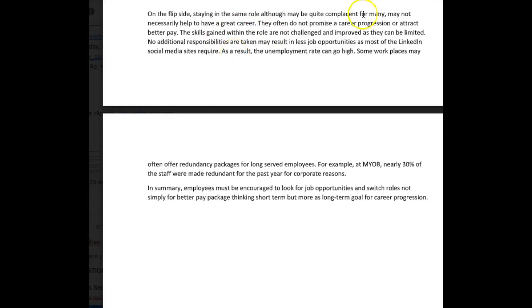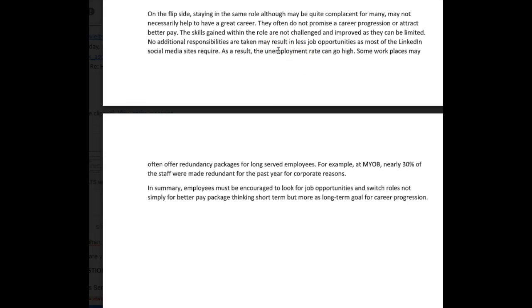No additional responsibility. Okay, again, support it. No additional responsibilities are taken. And this may result in fewer job opportunities as most of the LinkedIn social media. Okay, why are we talking about LinkedIn now? As a result, the unemployment rate can go high. Okay, again, I don't understand where we're going with this now. You've lost me in terms of the development of this essay.